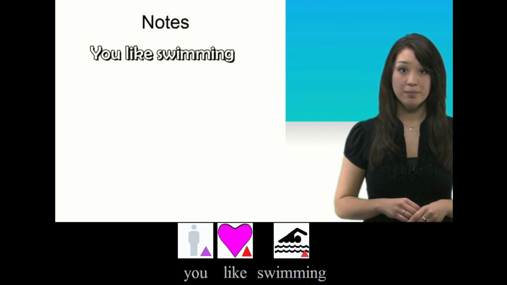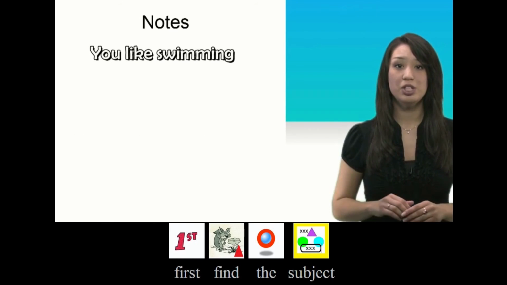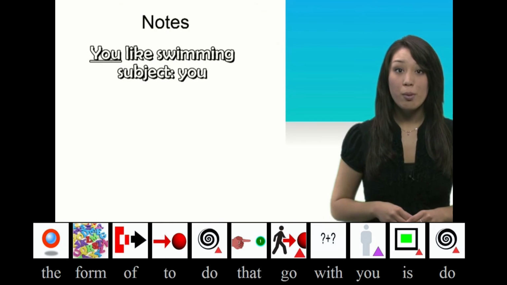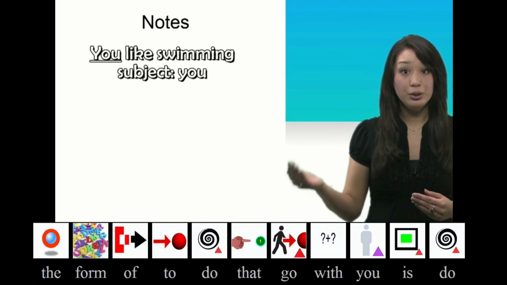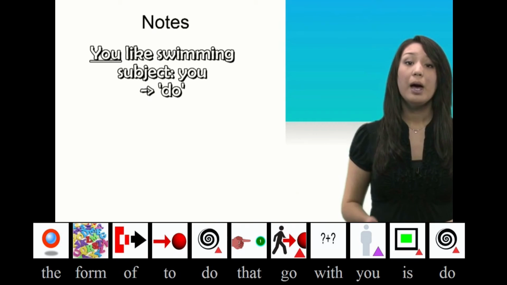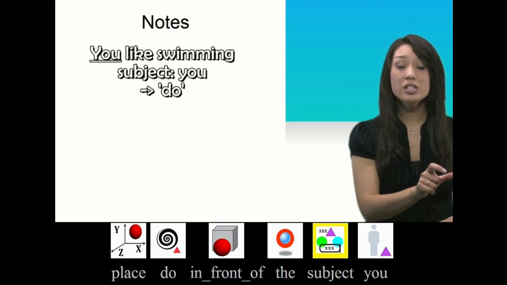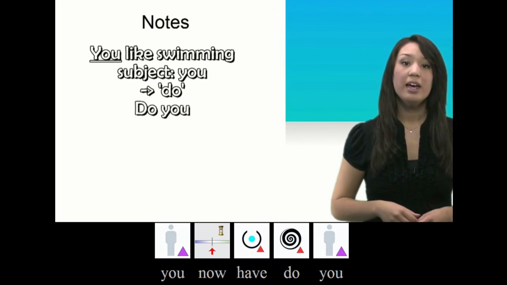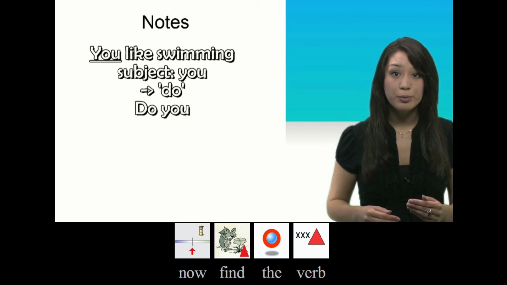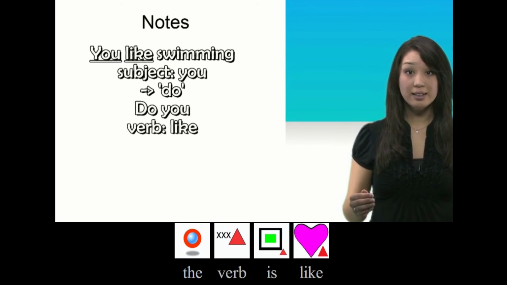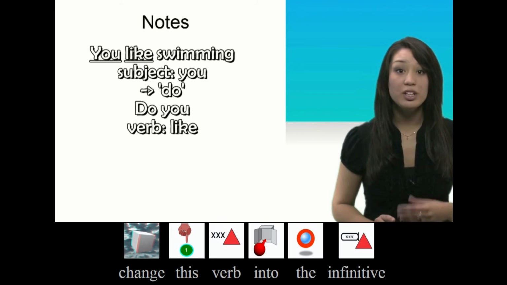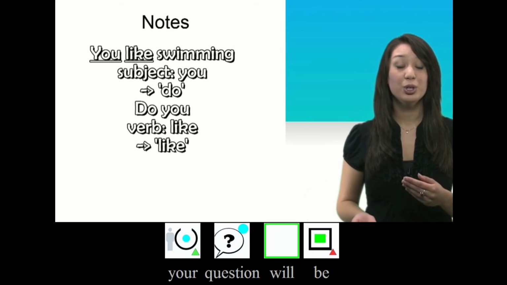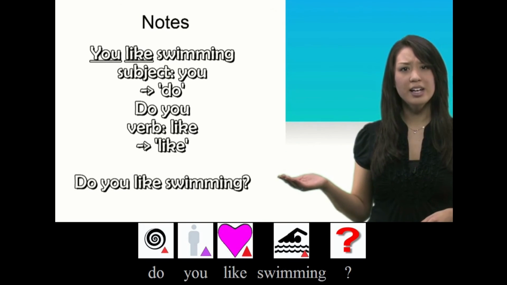You like swimming. First, find the subject. The subject is you. The form of to do that goes with you is do. Place do in front of the subject you. You now have do you. Now find the verb. The verb is like. Change this verb into the infinitive. The infinitive for like is like. Your question will be, do you like swimming?